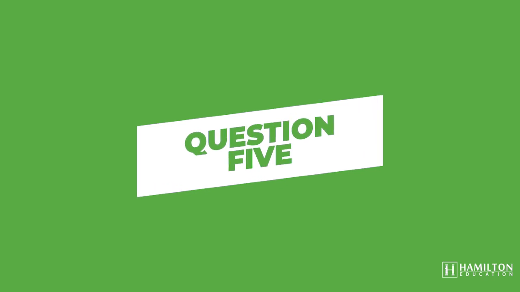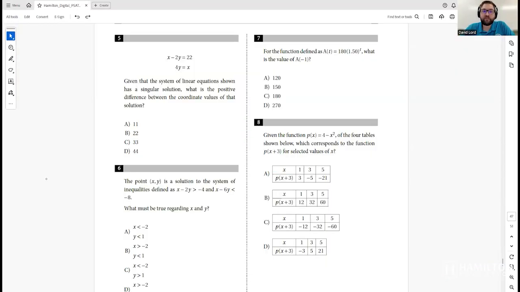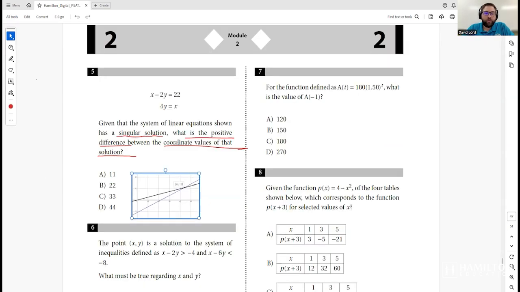Question number 5. Given the system of linear equations shown has a singular solution, what is the positive difference between the coordinate values of that solution? Well, I plugged it into Desmos and I found it very easily. The two lines intersect at the point 44, 11. Now, the question is, what is the positive difference between the coordinate values? So we have to do the absolute value of 44 minus 11, which gives us a grand total of 33. And that's why the answer is C. You definitely could have solved this by hand and it would have been perfectly acceptable, but this was a little bit faster using Desmos. All right, let's see you for the next one.